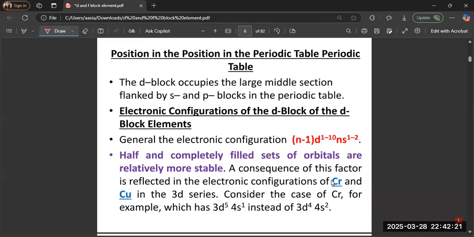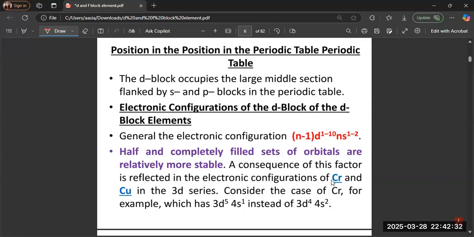Now we have seen the positions of D and F block in the periodic table. Now let's see the general electronic configuration of D block elements. The general electronic configuration of D block elements is (n-1)d 1 to 10, ns 1 to 2. In the s orbital, there will be maximum 2 electrons, and in d, there are maximum 10 electrons. So this is the electronic configuration of D block elements.